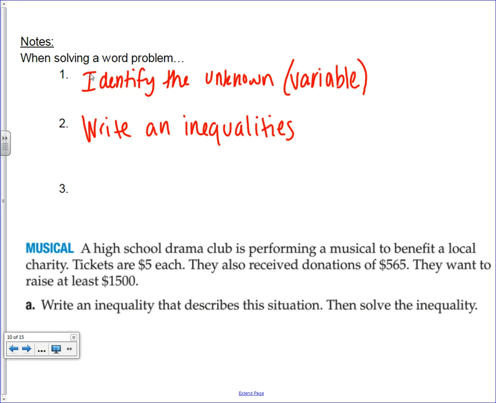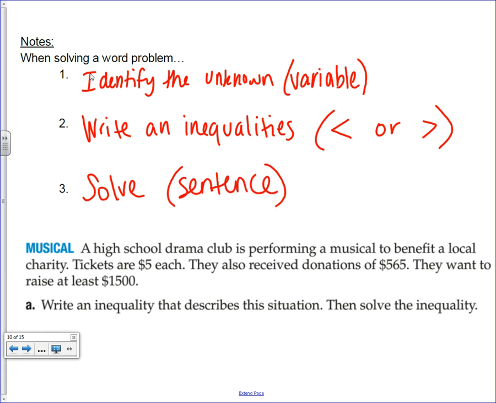Less than or greater than symbols. Less than points to the left, or greater than, which points to the right. Remember, that's different from equations, because what do equations have? Equal signs. Perfect. And then once we're done writing the inequality, then what do you have to do? You have to solve it. And remember, for word problems, we're not going to draw number lines and do shading. What are we going to do instead? We're going to write a sentence that explains our answer.